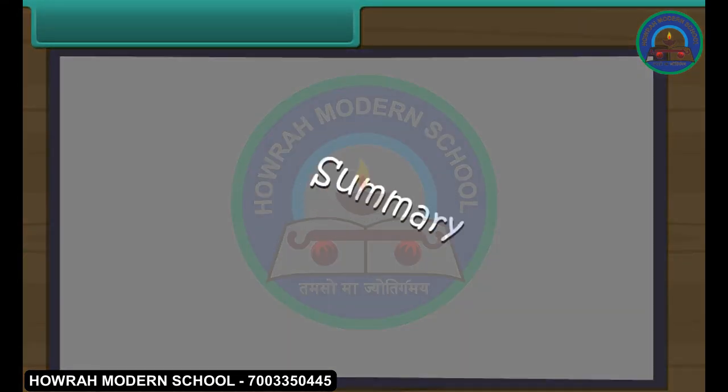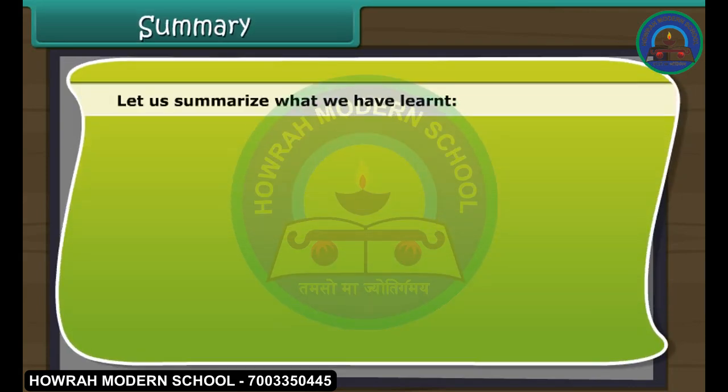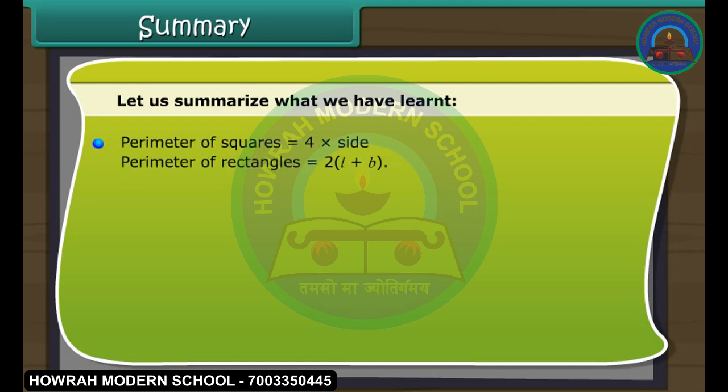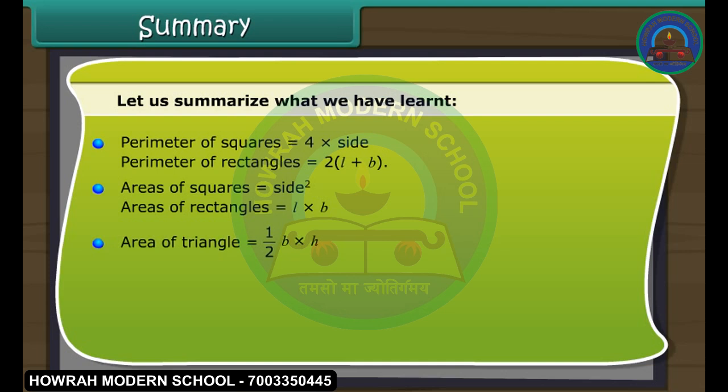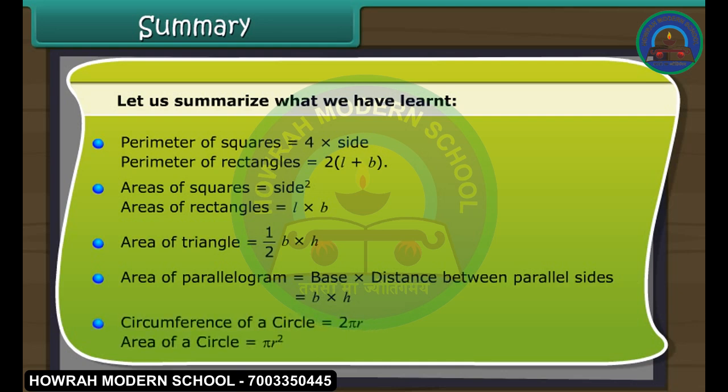Summary. Let us summarize what we have learned. Perimeter of squares and rectangles, areas of squares and rectangles, area of a triangle, area of a parallelogram, circumference and area of a circle.